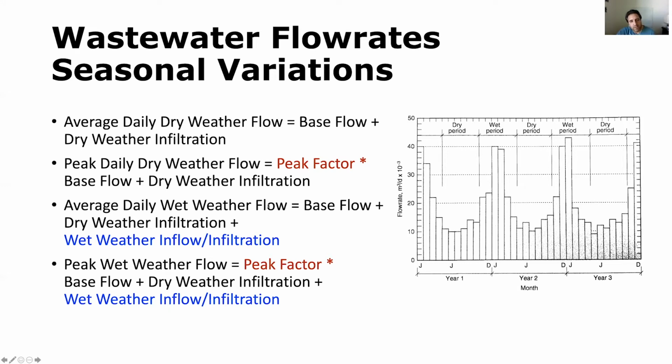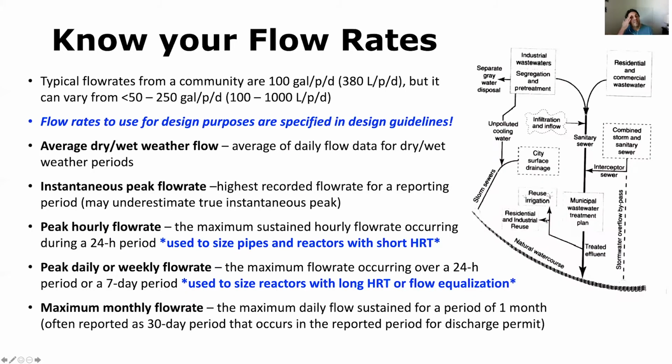The average daily wet weather flow is equal to the base flow plus the dry weather infiltration plus the additional wet weather inflow and infiltration. And then the peak wet weather flow would be the same thing. However, we would apply that peaking factor to the base flow. And it's important to know your flow rates when we talk about sewage.